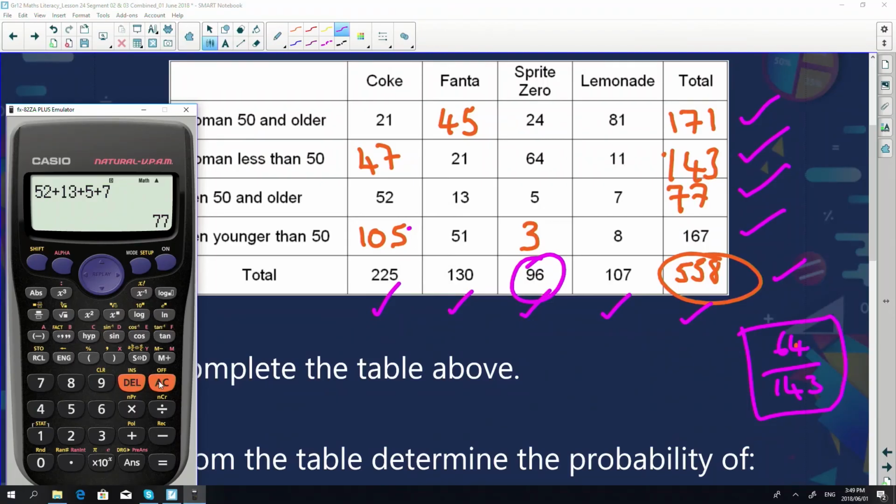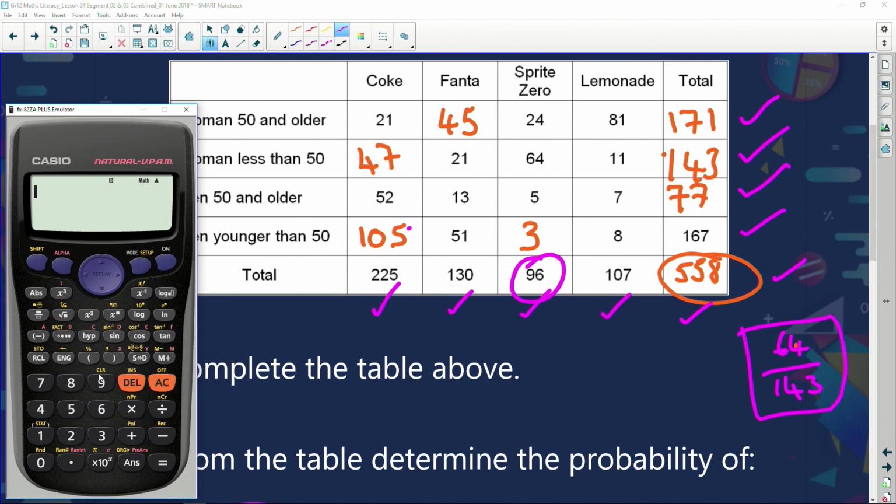Just remember, we don't leave our answer like that. We also simplify it. To simplify it, we can use our calculator. We say we've got 96 over 558. Look what happens when I push equals. It simplifies it for me, and I get an answer of 16 over 93.